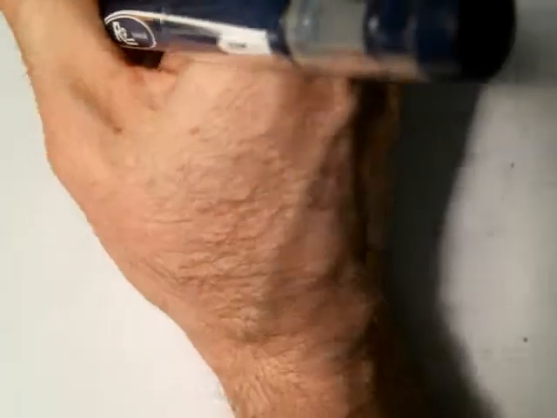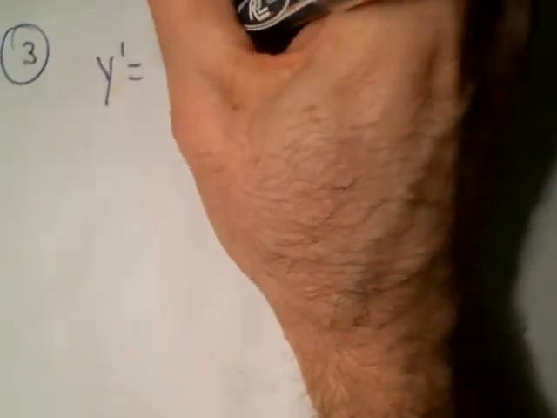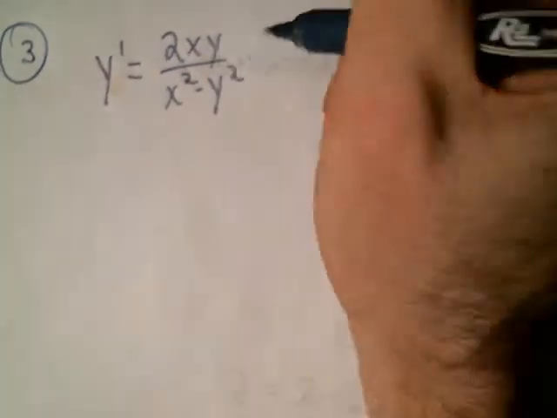Let's carry on, maybe look at another one here. This one is a bit more complicated, but they usually throw it in your lap. Anyways, so this time the differential equation is y prime equals 2xy all over x squared minus y squared.